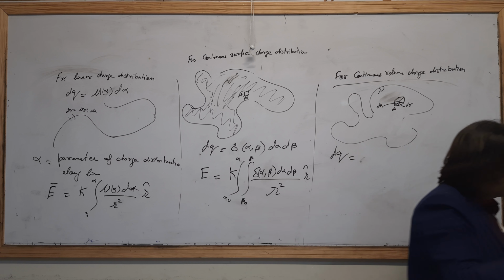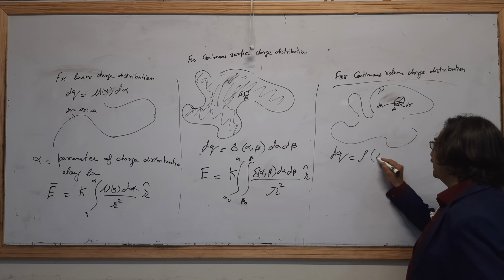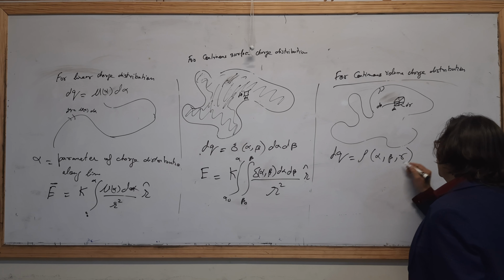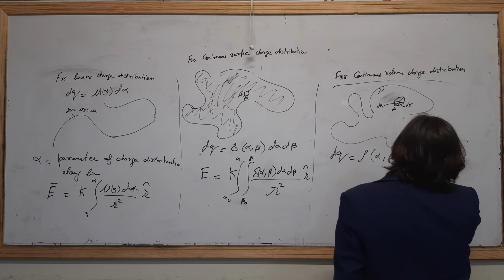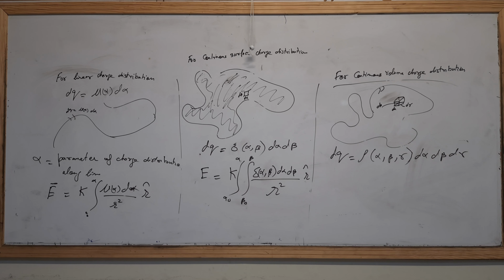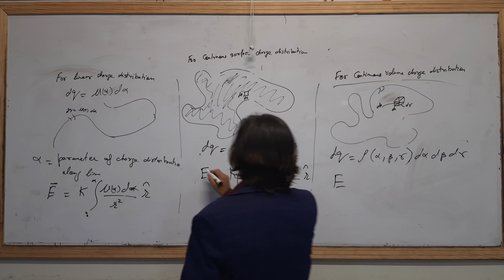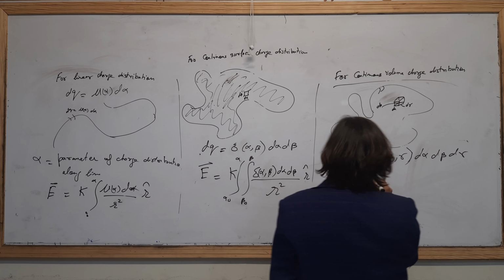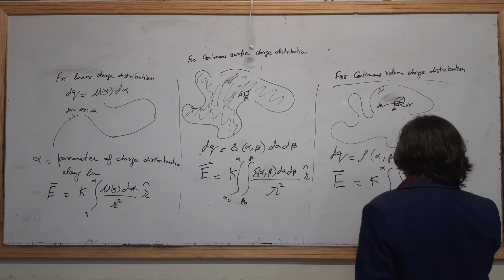So for this, dq will be the volume charge distribution. As you studied in matric and FSc, volume charge density is the charge per unit volume, usually represented by rho, a function of alpha, beta, gamma. dq will be rho d alpha d beta d gamma. This is also a vector quantity, so E vector will be equal to K, integrated from alpha naught to alpha, beta naught to beta.